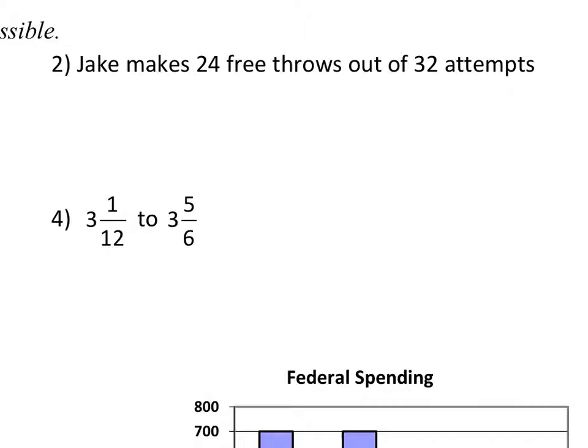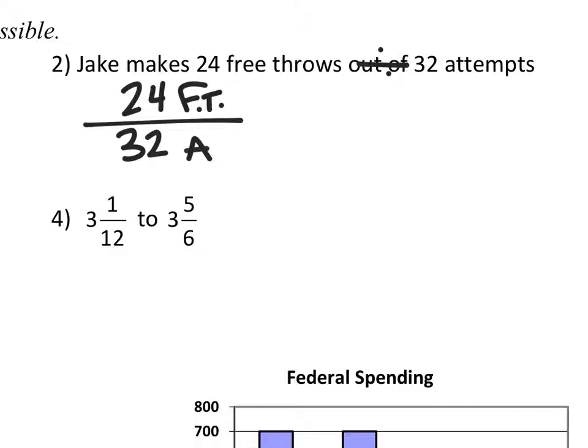So, once again, the wording on this one is a little bit different. I didn't use the word 'to'. It's not 24 free throws to 32 attempts. But again, we can replace that with division right there. So we really have 24 free throws to, and again, that's division, 32 attempts.